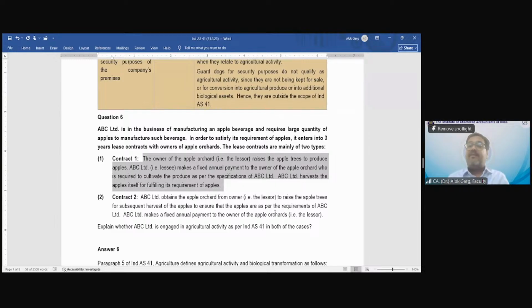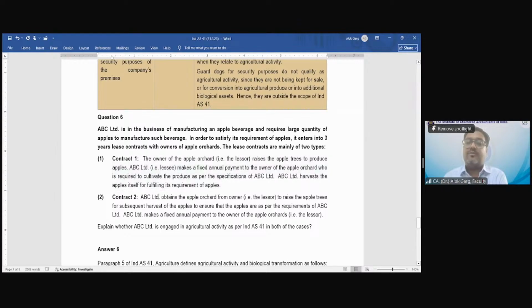So this company ABC is in the business of manufacturing and selling apple beverages, and it requires a large quantity of apples to manufacture such beverages. In order to satisfy the requirement of apples, this company enters into a 3-year lease contract with the owner of an apple orchard, right? And these lease contracts are mainly of 2 types. Number 1, the owner will raise the apple trees and the lessee will harvest the apples, okay, right?